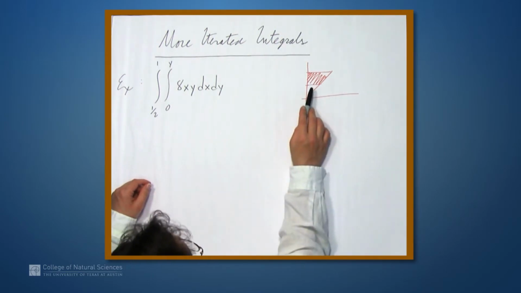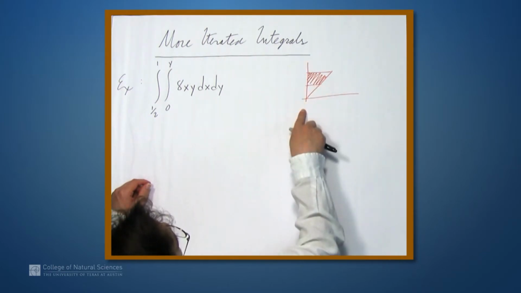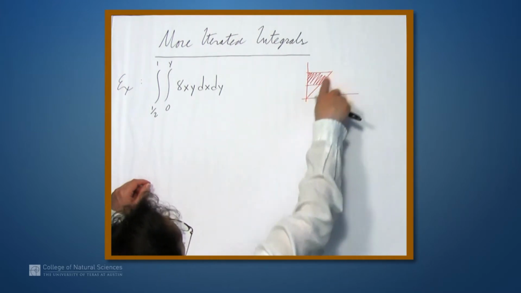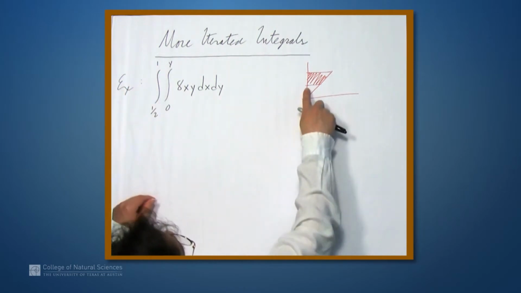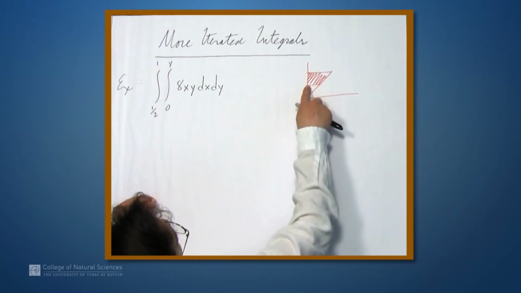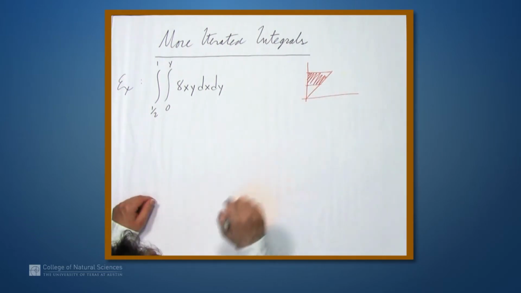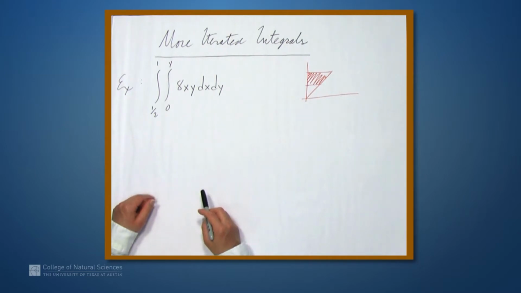It's actually this region. We see that x is starting at 0, which is the y-axis, and it heads over until it hits y, which is the line x equals y. Y is going from 1/2 to 1, which goes from here to here over the entire region. So we have this quadrilateral, non-rectangular region over which we're integrating the function 8xy.